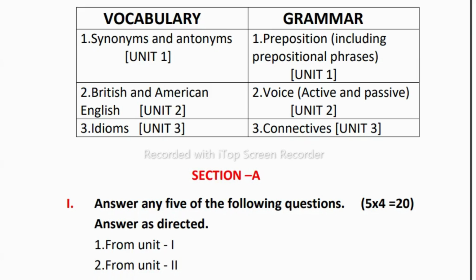Since you have only 3 units for this semester, Section A will be only from the 3 units. These are objective type questions, that is vocabulary and grammar from the 3 units. In unit 1 you will have vocabulary, synonyms and antonyms, and in grammar, prepositions including prepositional phrases. In the second unit, vocabulary is British and American English, and under grammar you will have voice, active and passive voice. In the third unit you will have idioms, and in grammar, connectives. So for these 20 marks you have to learn these topics.